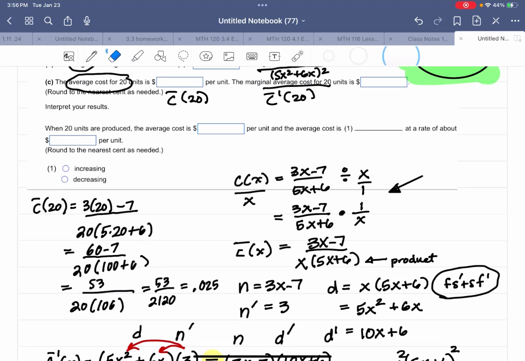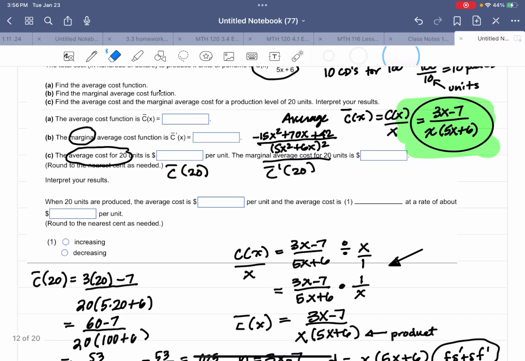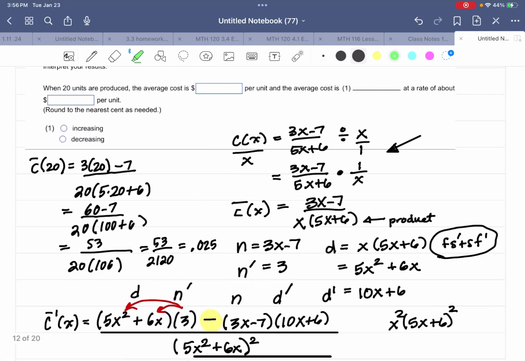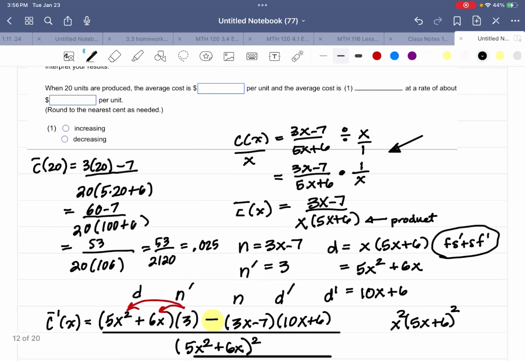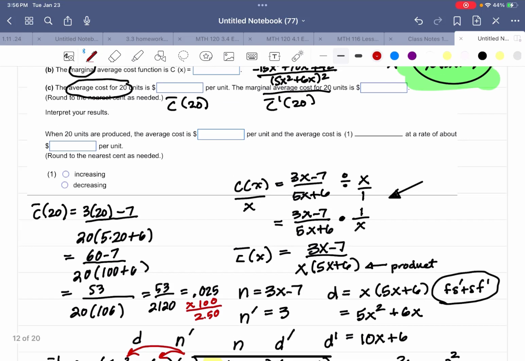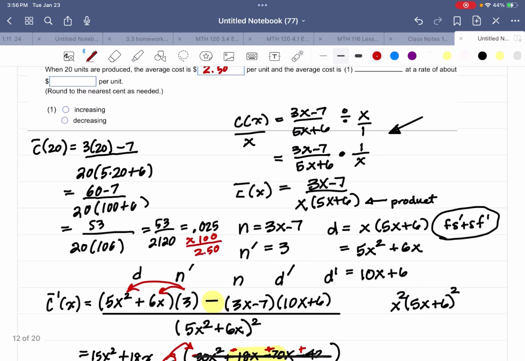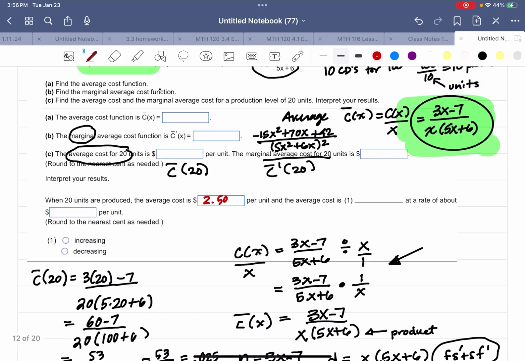So we have to be really careful here and pay attention to one thing in our instructions: in hundreds of dollars. So this is in hundreds, so I have to multiply this times 100, and that ends up being 2.50. So $2.50 per unit. Now that's tricky, but if it's in hundreds of dollars, that means you have to multiply times 100 at the end.